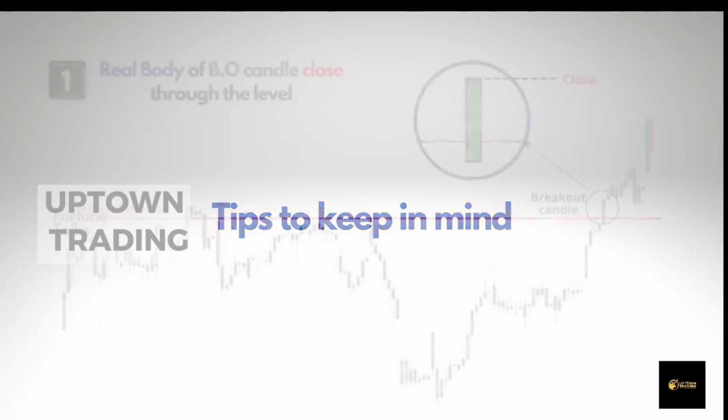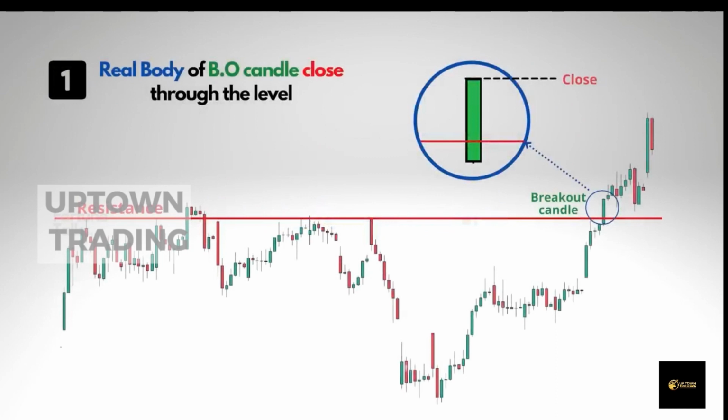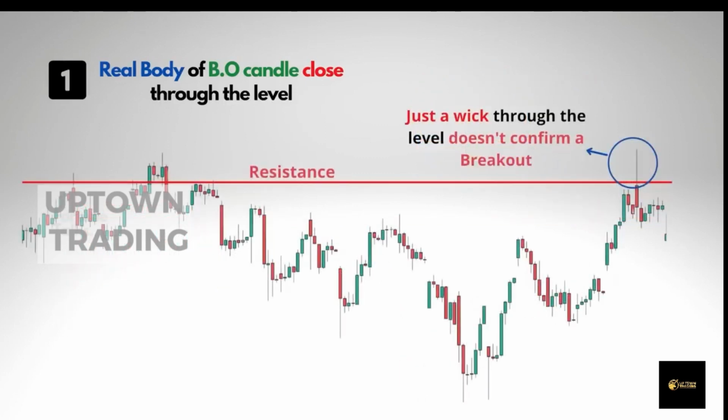So let us consider a few more ideas to keep in mind so as to distinguish between a fake out or a breakout. The first thing is that you have to wait to see if the candlestick closes through the line of support or resistance, which means that the real body of the breakout candle should close above the resistance level, or below the support level, which in turn means that just a wick poking through the level is not enough to confirm a breakout. So it's a good rule to follow, but on its own, it's not particularly reliable.